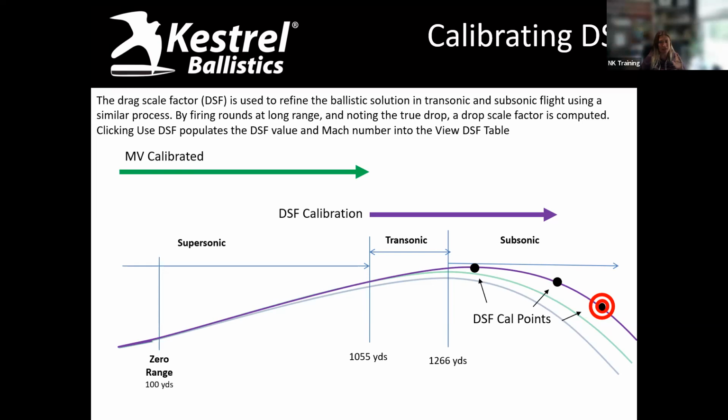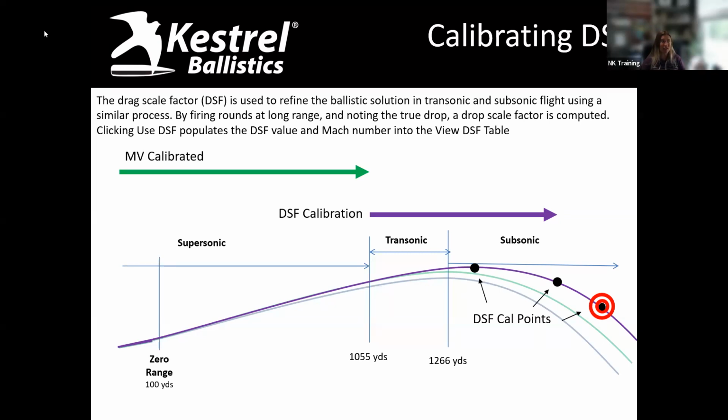How fouled is your barrel? There's so many different things that could make your trend follow a little bit differently. You've already put your spot here at the zero range. You've already put a spot here where you calibrated your muzzle velocity. And now you're shooting out farther and farther, and you're starting to see some inaccuracies where you have to change your elevation hold.